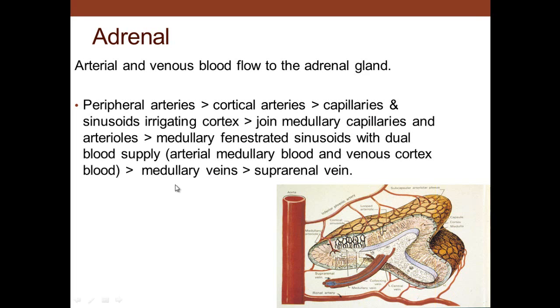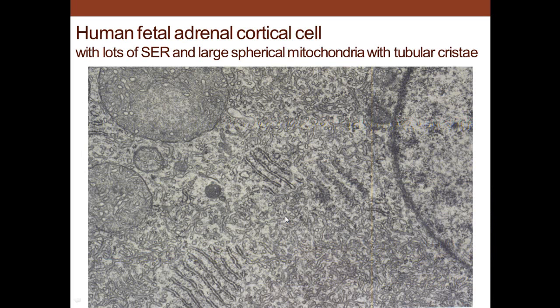Ultimately, it goes through the medullary veins and down through the suprarenal vein. Eventually, that is how it is discharged back into the bloodstream. Here we see the human fetal adrenal cortical cell has lots of smooth endoplasmic reticulum.